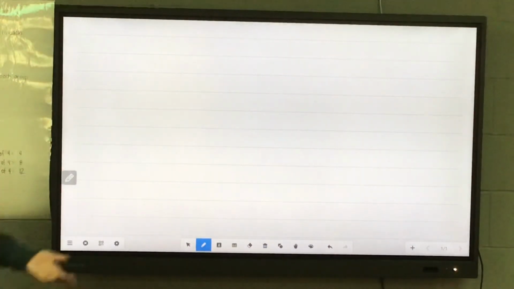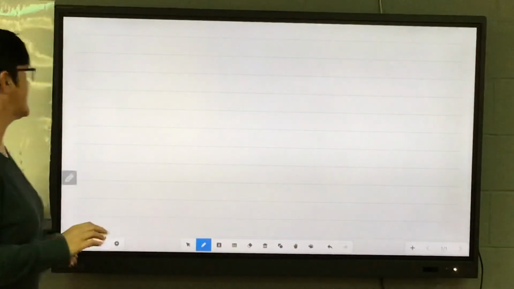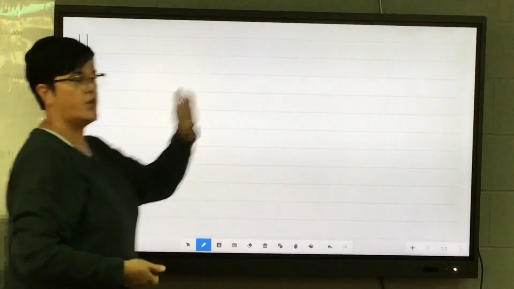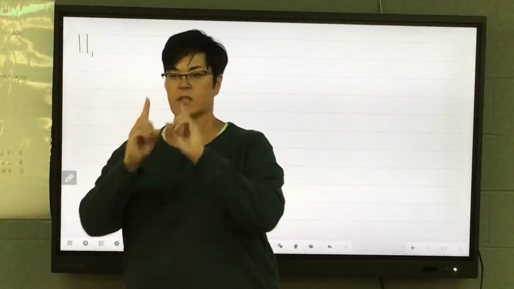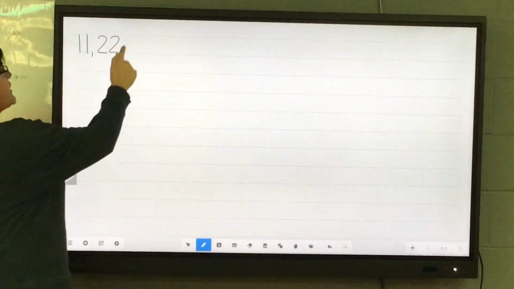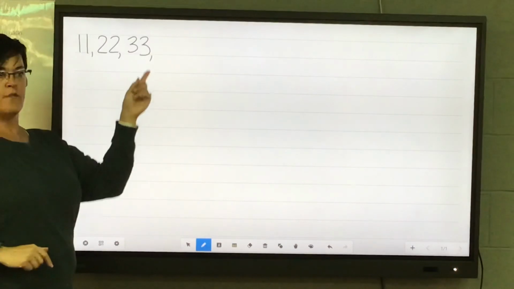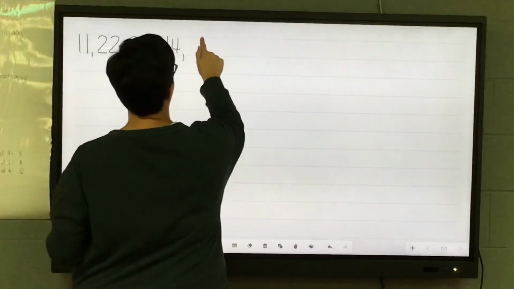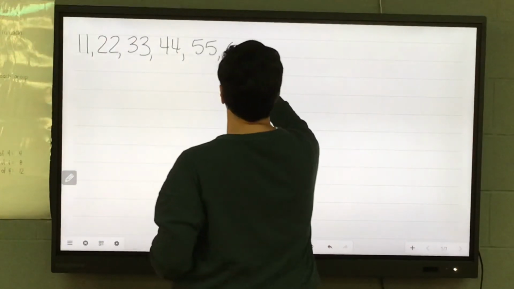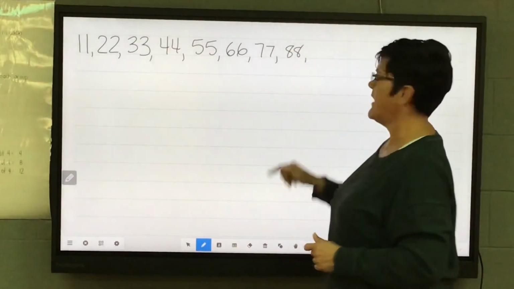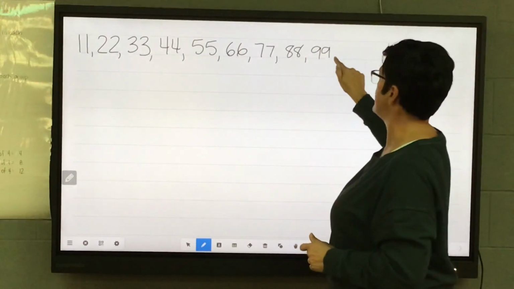All right. So if we're skip counting by 11s, we obviously start with 11. It'd just be one more than the 10. Okay. So think about when you count by ones. It's 1, 2, 3, 4. But what we're doing is we're doubling that same number. 11, 22. What would be next? 33, 44. Then what? 55, 66. Next? 77. After that? 88. Next? 99.